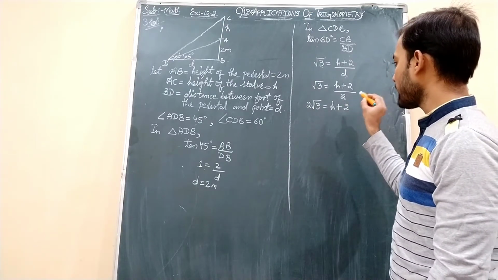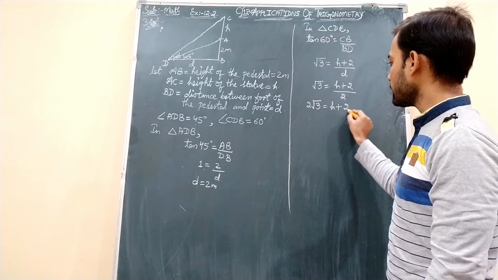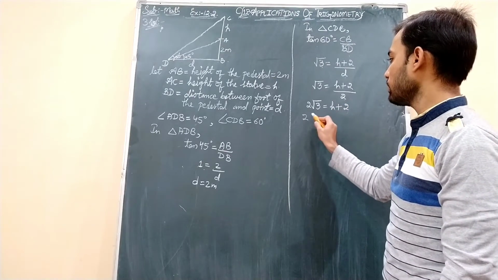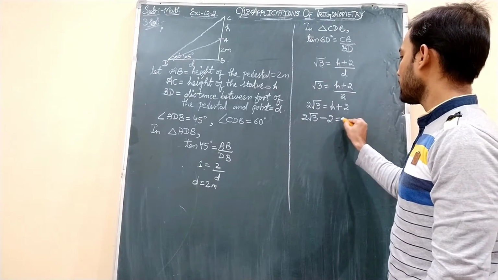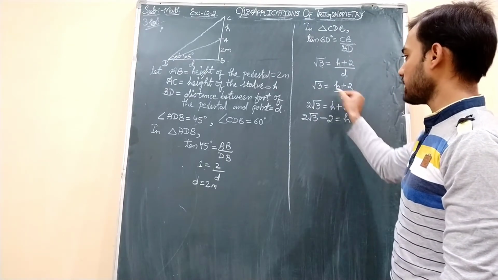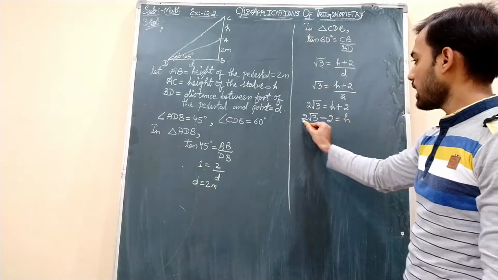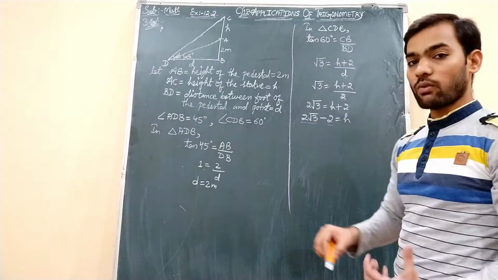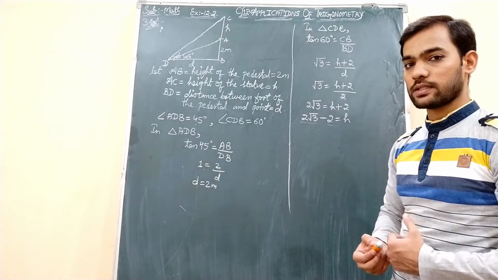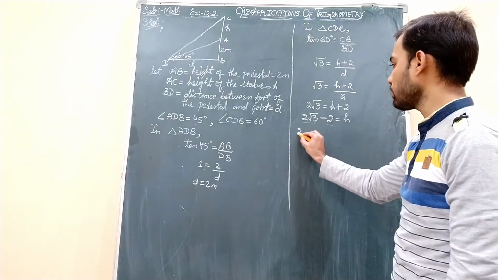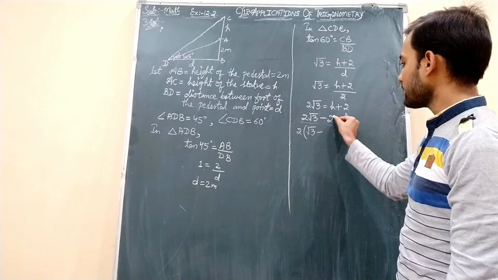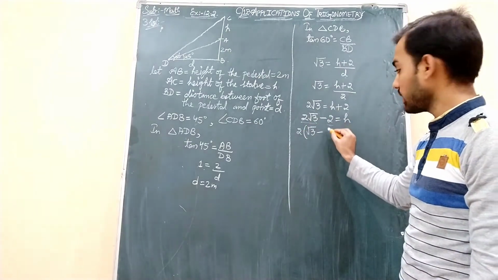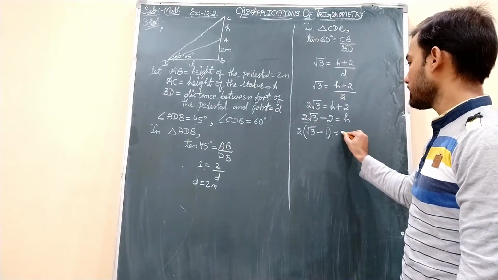Students, as we have to find out the value of H, transposing this plus 2 this side, you will get 2 root 3 minus 2 equals, right side remains H. This plus 2 I have transposed to the left side. Now if you see this term and this term, what is common among them? Yes, 2 is common. So if I take 2 common, in this portion it remains root 3, and as I have taken 2 common, here remains 1 equals H.